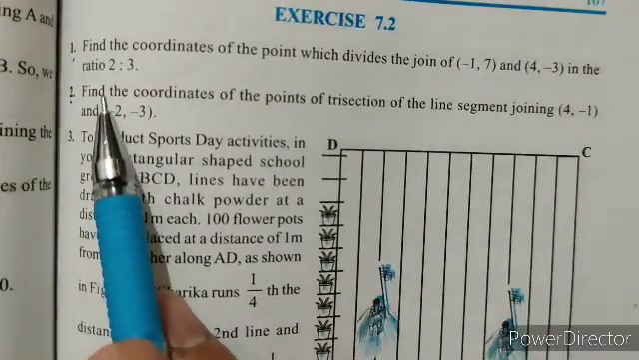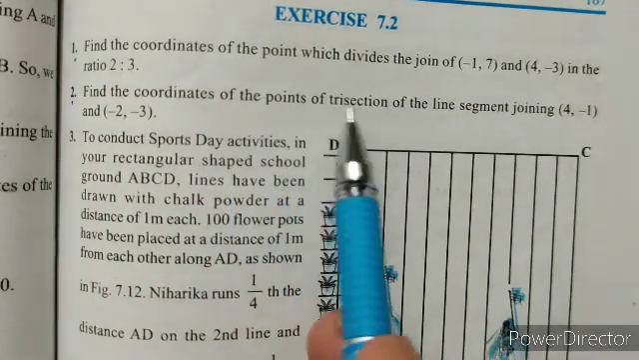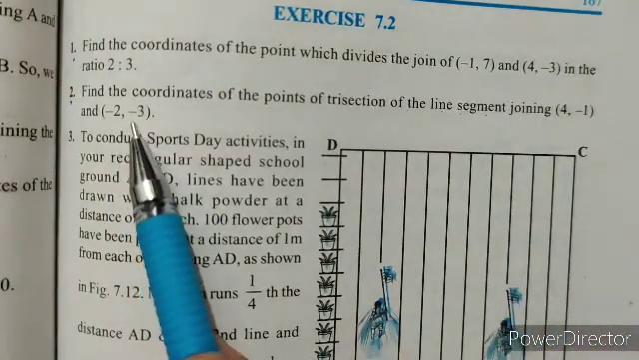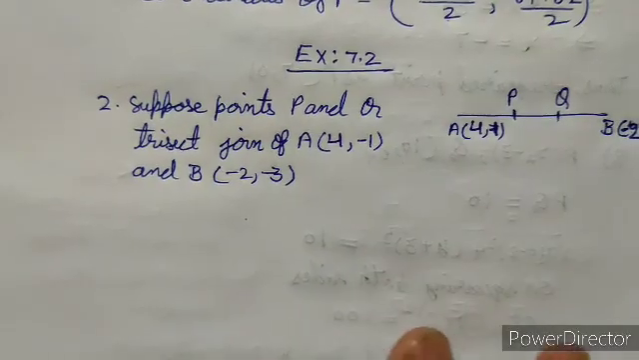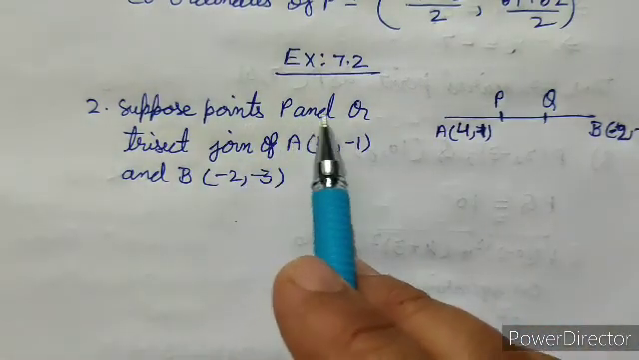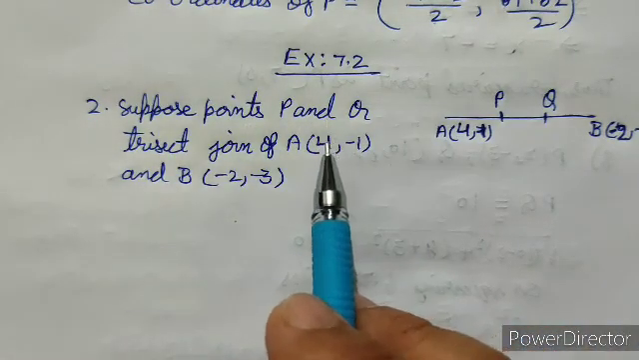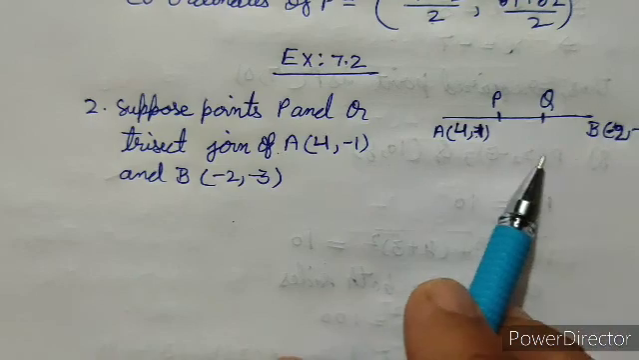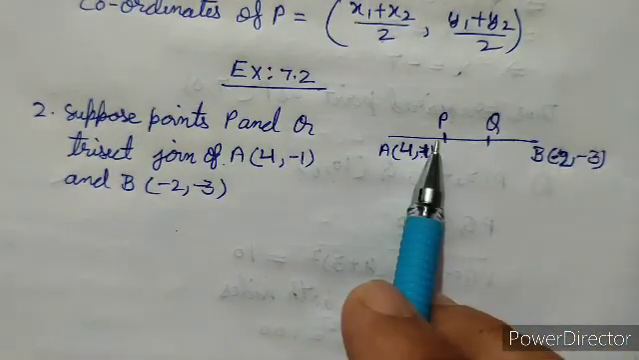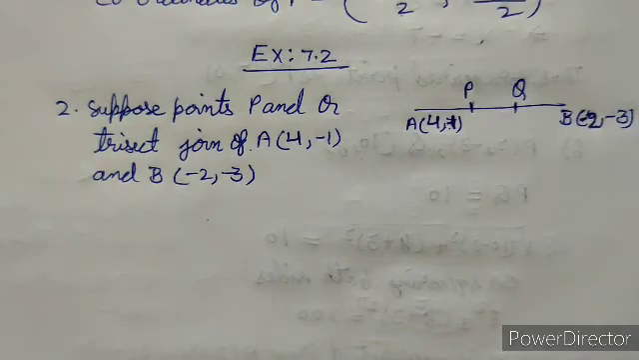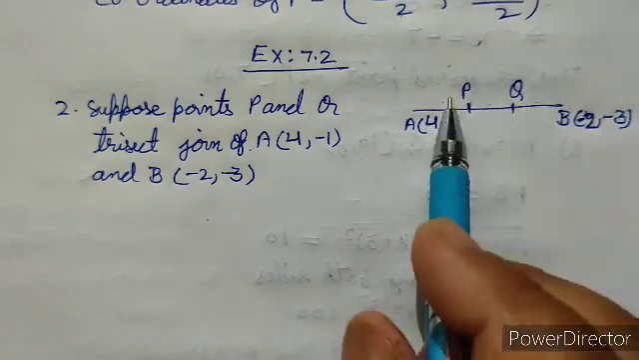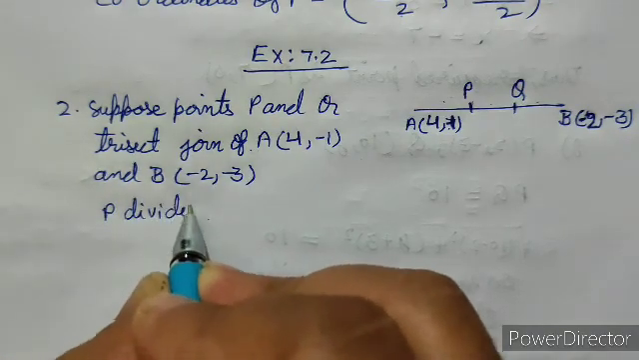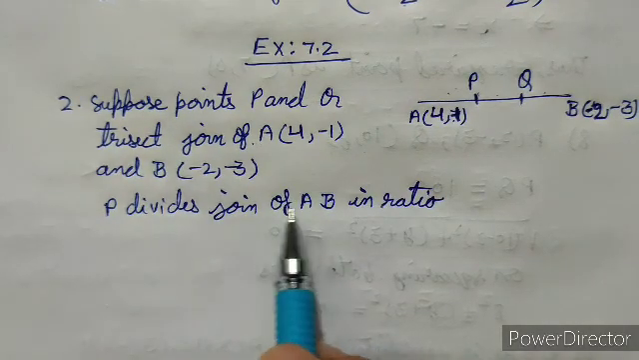In second question of exercise 2, find the coordinates of the points of trisection of a line segment joining (4, -1) and (-2, -3). Here suppose points P and Q trisect the join of A (4, -1) and B (-2, -3). P trisects means it divides into 3 equal parts. Then here we can say P divides the join of AB in ratio.